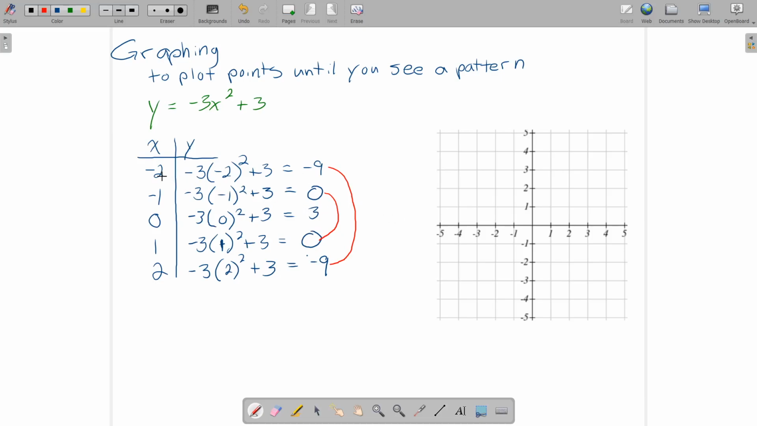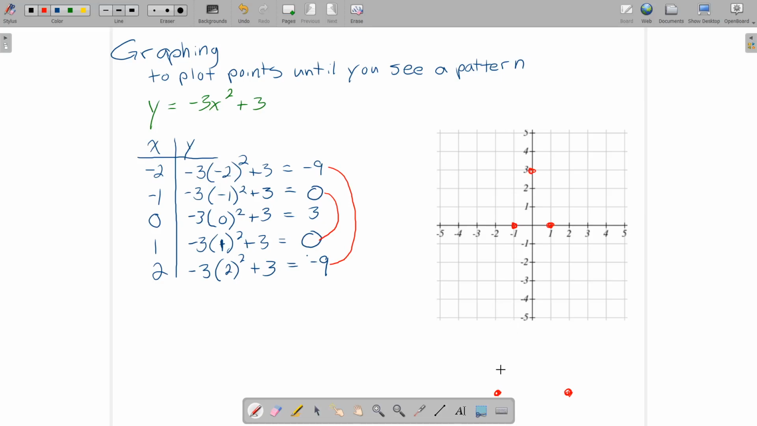So let's see, negative 9 is kind of off my chart. I'm guessing it would be somewhere down here-ish. And then negative 1, 0. So go over to negative 1. The 0 says don't go up or down. And then I have 0, 3 as a point. So 0, it'll go left or right, up to 3, 1, 0. And 2, negative 9 is going to be somewhere down here-ish.